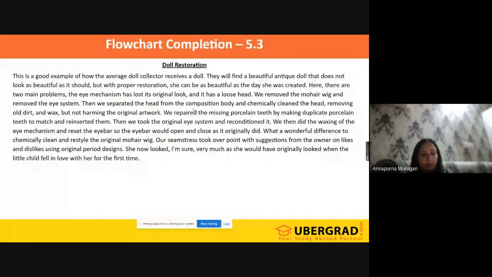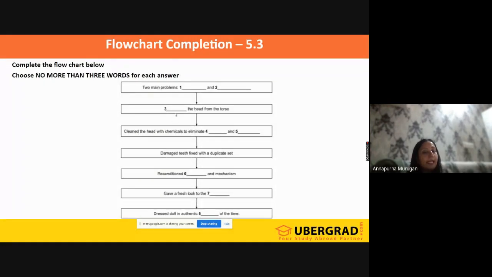Wait, let us see. Dash the head from torso. Separate. It is not ed. We need the verb form. Separate the head from the torso. It is not separated the head. No. Separate the head from torso. Separate is the answer. Not ed. Isha, not ed. Yes, Lasya, it is not ed. Separate the head from torso.